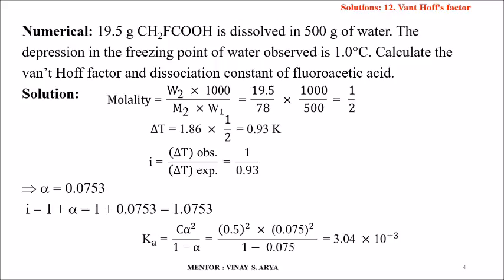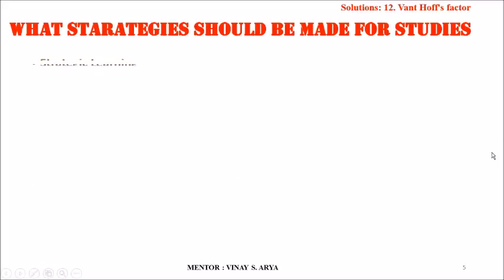And when we substitute this value into Ka is equal to C alpha square upon 1 minus alpha, so 0.5 into alpha, that is 0.075, whole square upon 1 minus 0.075, that becomes equal to 3.04 into 10 to the power minus 3, which is the expected answer. So that, with the help of a numerical, I have explained over here.